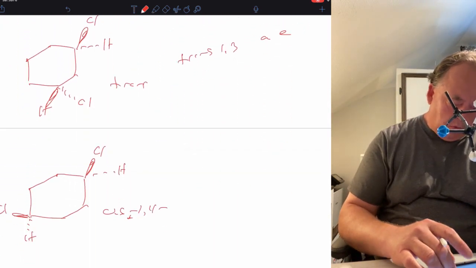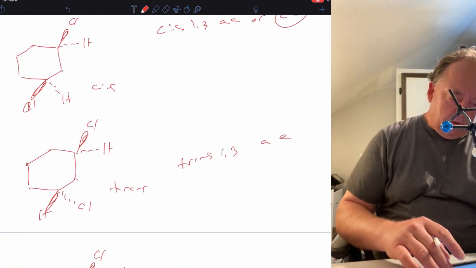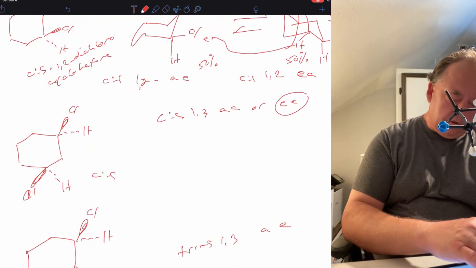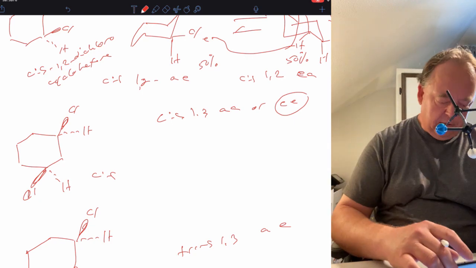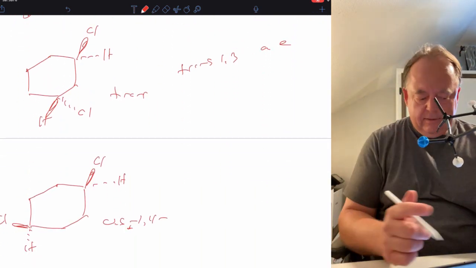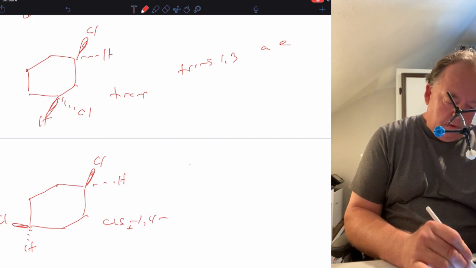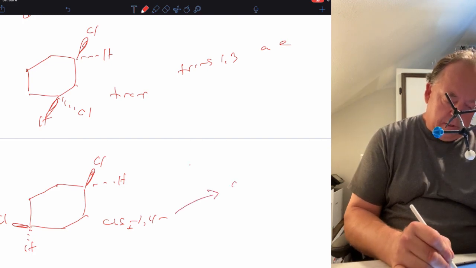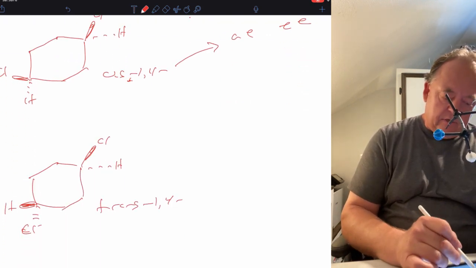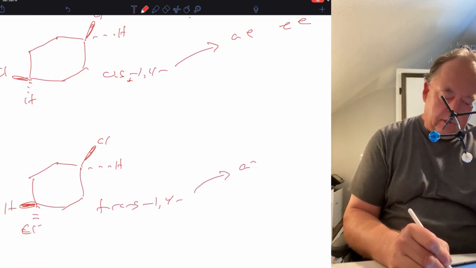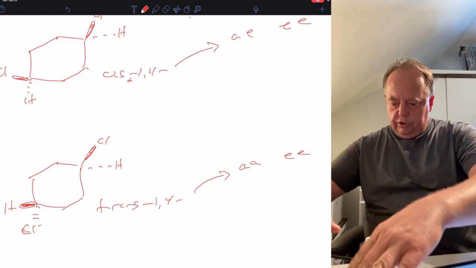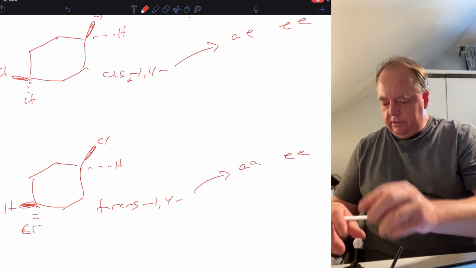So can you predict what 1,4 would be then? If we went from 1,2 substitution to 1,3 substitution, that changed everything. And then if we go from 1,3 to 1,4, it's going to change it back. So cis 1,4 is going to be axial equatorial or equatorial axial. And if you did trans, they're both going to be axial or they're both going to be equatorial. So we'll just do one of these with the model so that you can see that.